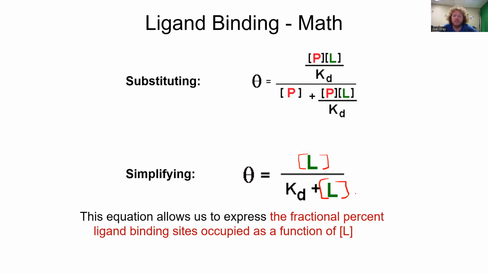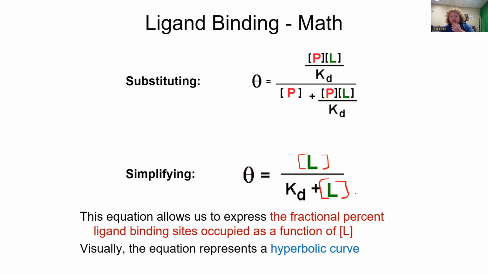Now, this equation allows us to express the fractional percent of ligand binding sites occupied as a function of our ligand concentration, because the ligand concentration is more easily monitored and dictated by the experimental design and setup. Visually, the equation represents a hyperbolic curve.